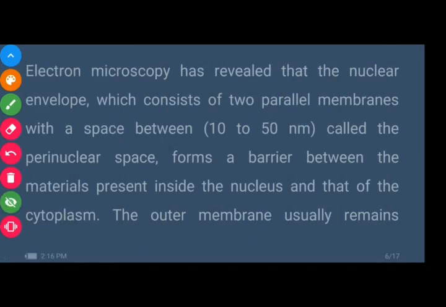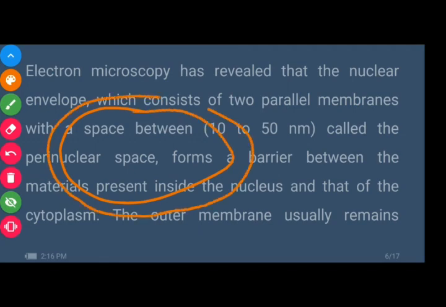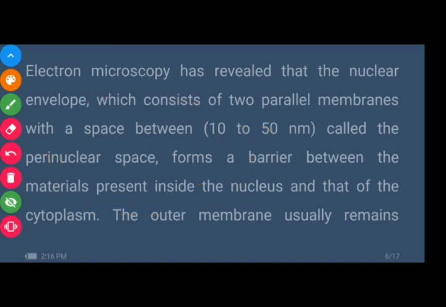Now, electron microscopy has revealed that the nuclear envelope consists of two parallel membranes with a space between them of 10 to 15 nanometers. These two parallel membranes having some space of 10 to 15 nanometers is called the perinuclear space.